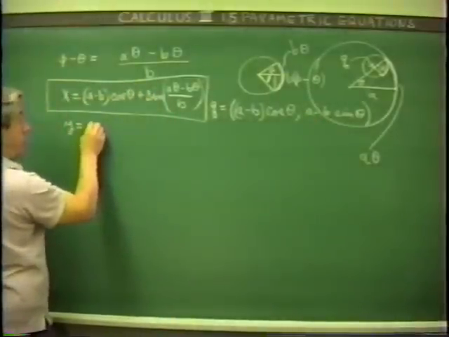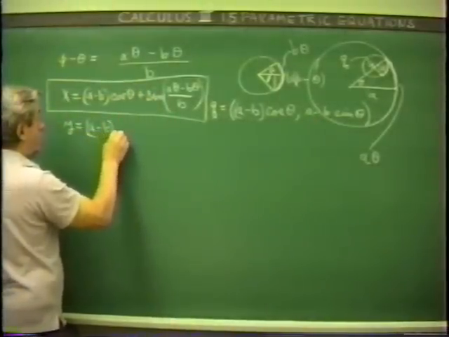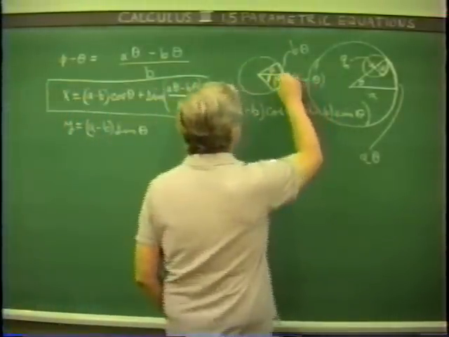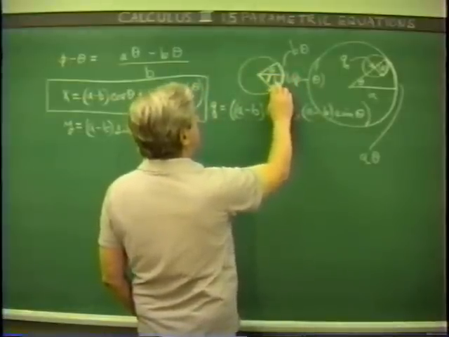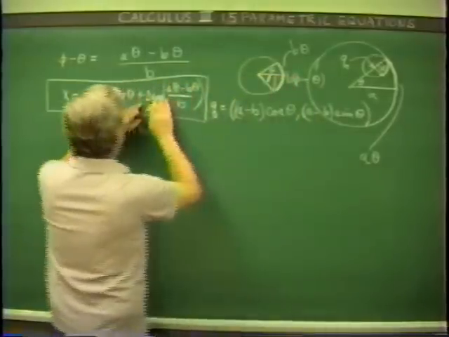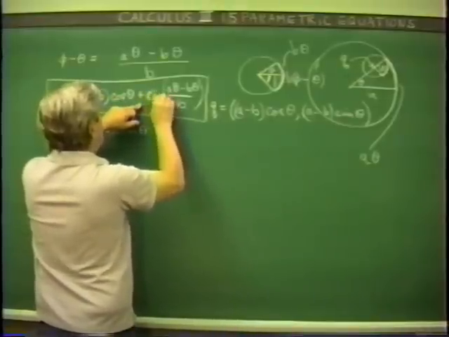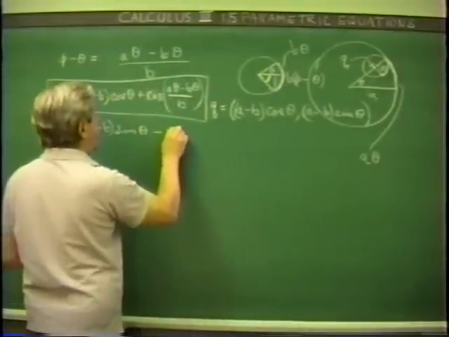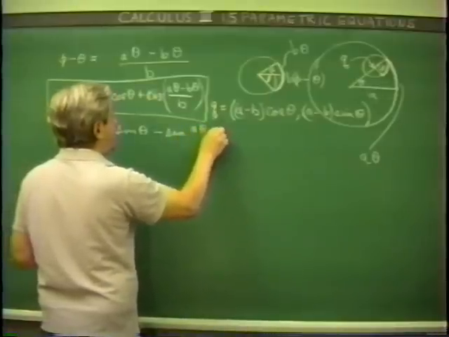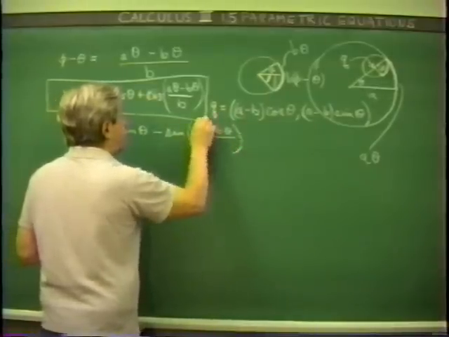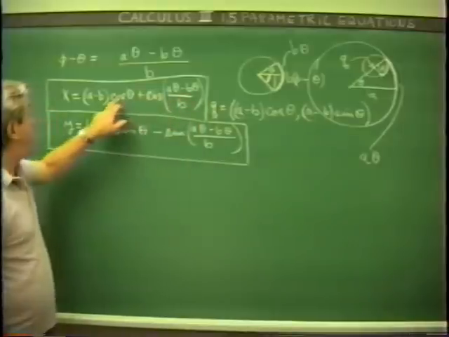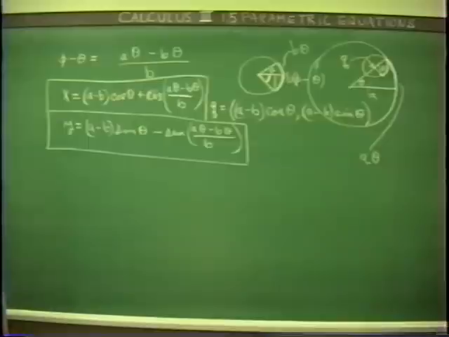The y coordinate, again, if we start at the y coordinate of the center, this is A minus B sine theta. Now for the x coordinate, we wish to go the cosine of this angle right here. And for the y coordinate, we wish to subtract off the sine of the angle, sine of A theta minus B theta over B. And so this then is the y coordinate of this point as a function of theta. A and B are, of course, fixed here, A being the large radius and B the smaller radius.